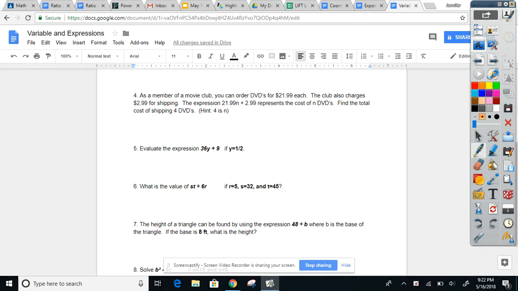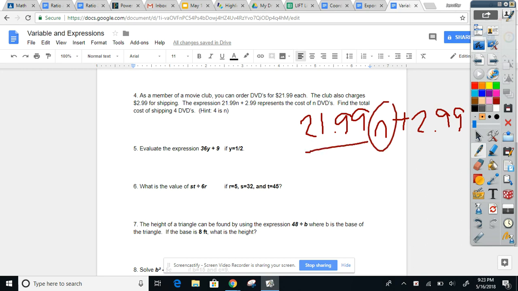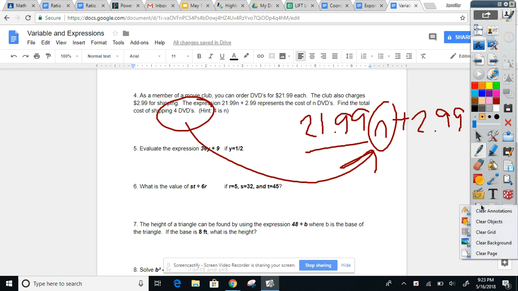Number 4, it says, as a member of a movie club, you can order a DVD for $21.99 each. The club also charges a $2.99 shipping fee, so it gives you an easy break. It gives you the expression. The expression is $21.99 n plus $2.99. Okay, so that means that each movie or DVD is $21.99, and if I wanted 2 of them, I would plug in a 2. But the problem says I want to know how much 4 are. So for the N, I'm going to plug in 4. So this is going to be $21.99 times 4. And then I'm going to add the $2.99 to it. So if you're confused about that one, please let me know so that I can explain it.